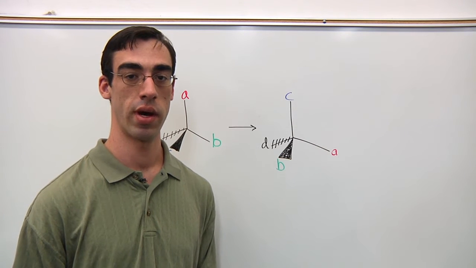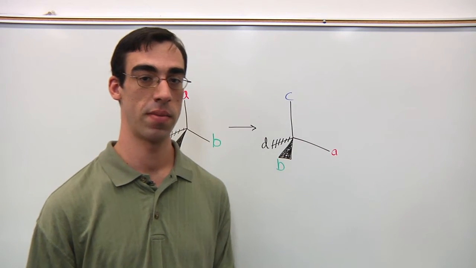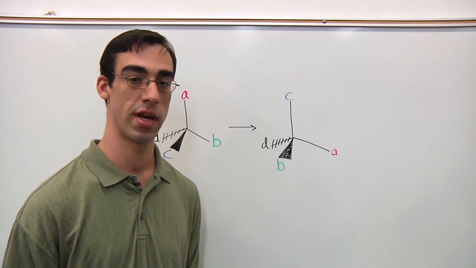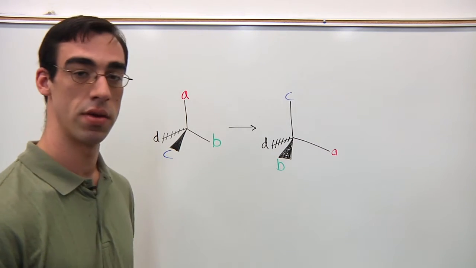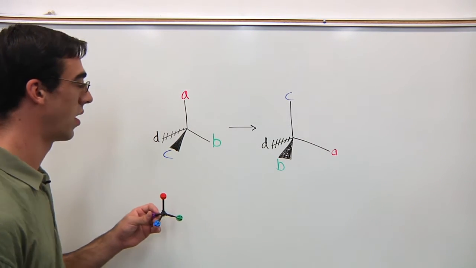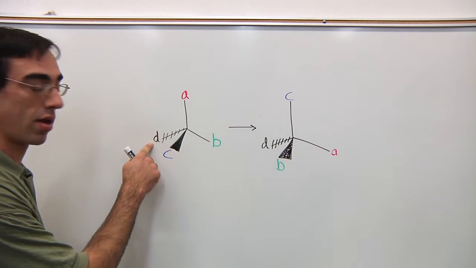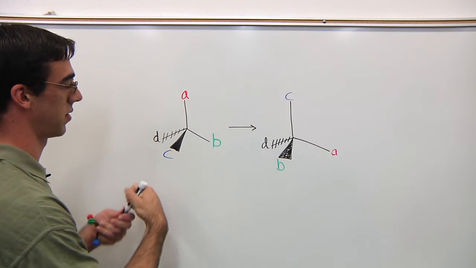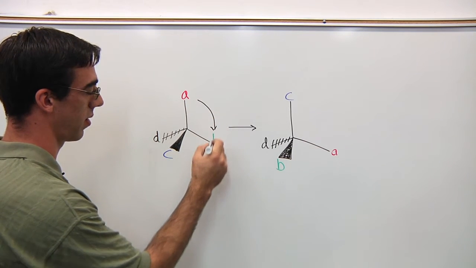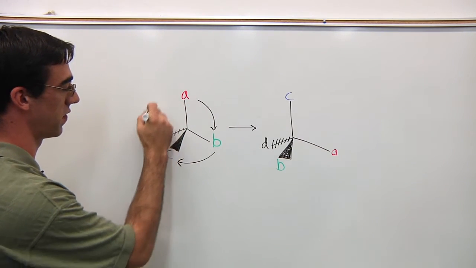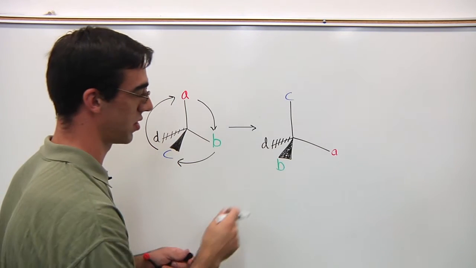When drawing stereoisomers, it is important to keep the connectivity between the atoms of the 4 different groups attached to the carbon the same. There are 2 ways to do this. The first way is to hold one group steady and rotate all 3 of the others. If you move A to B, B to C, and move C to A, you end up with this structure.